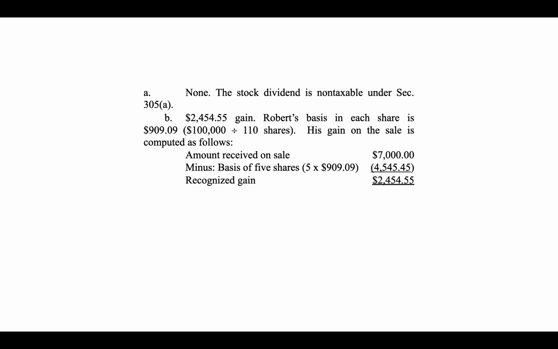He sold 5 shares for $7,000. So amount received is $7,000 minus the adjusted basis of $4,545.45. There is a recognized gain of $2,454.55.